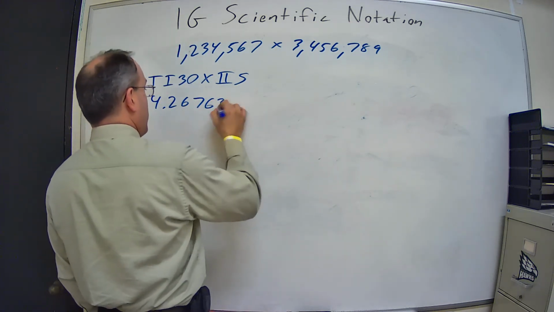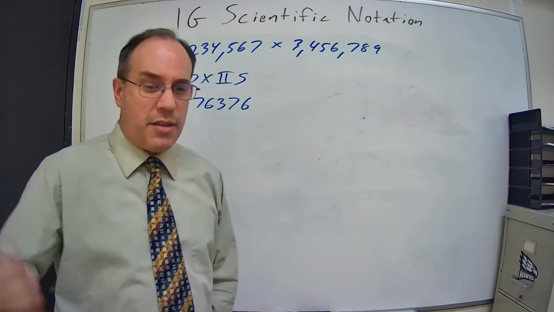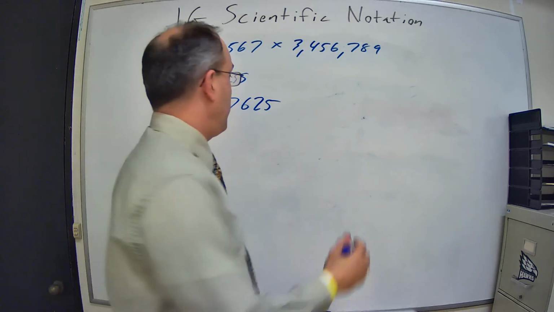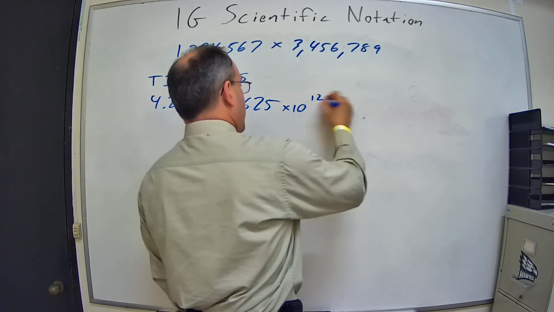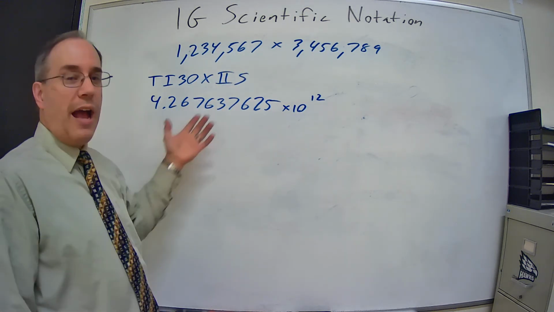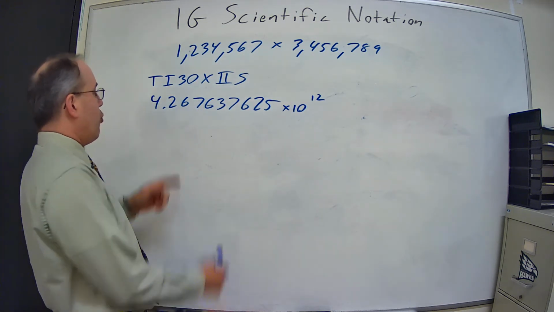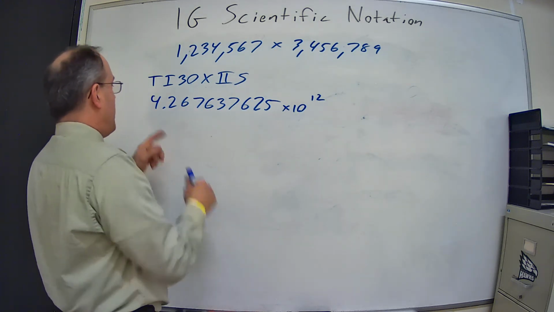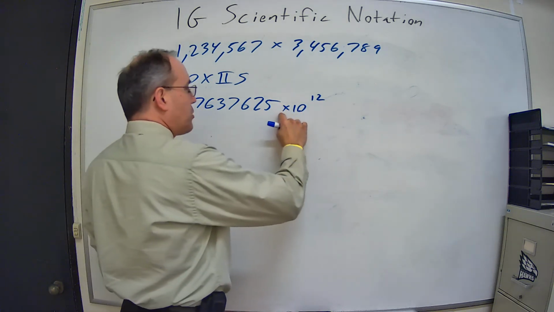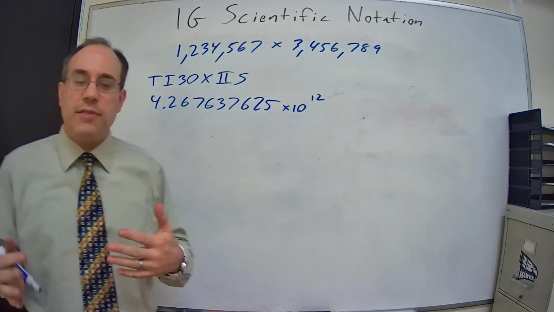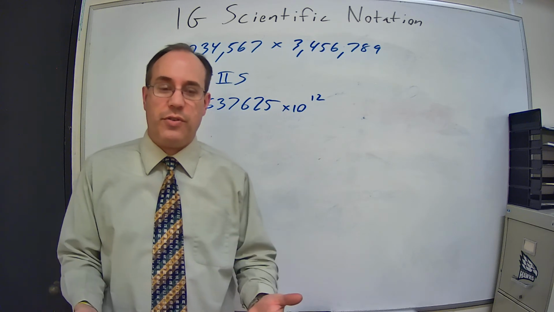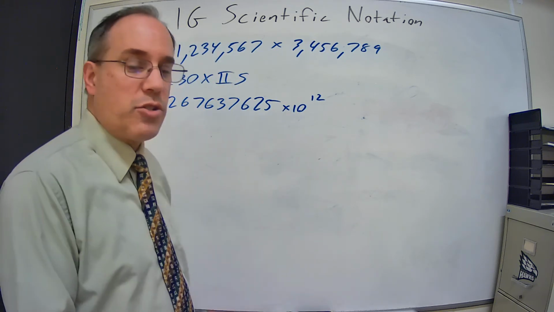4.267637625, and then it's going to show a little times 10 and have a 12 up there. So that's not too bad. It follows pretty closely to how we would write that ourselves. We would probably round it a little earlier, maybe to 4.27 times 10 to the 12. But it does this small times 10 and then puts the 12 up there. Relatively easy for us to recognize as scientific notation as long as we're familiar with scientific notation. So that's the Texas Instruments calculator.